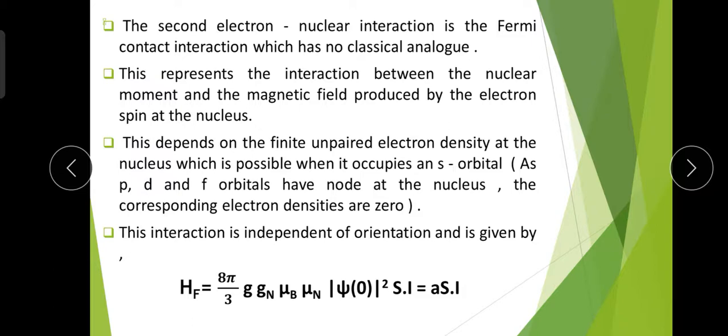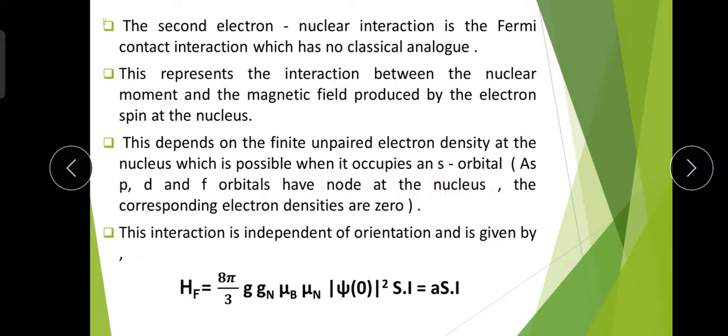Again we have to consider some density in terms of electron density, because here we are considering only the electron and the other interaction or other field, which is the magnetic field, and this depends on the finite unpaired electron density. That means the interaction depends on the finite electron density at the nucleus. That means there is an electron density which is due to the unpaired electron and which is finite at the nucleus, which is possible when it occurs in an s orbital.